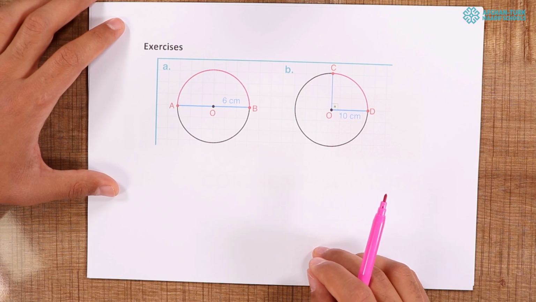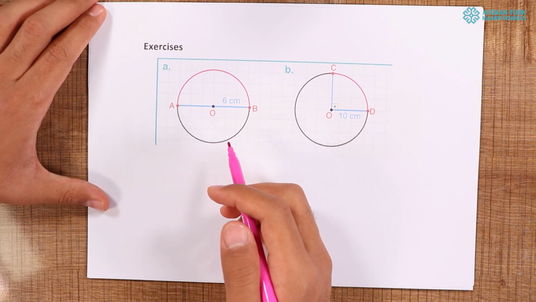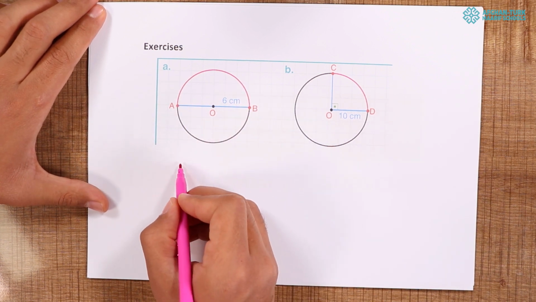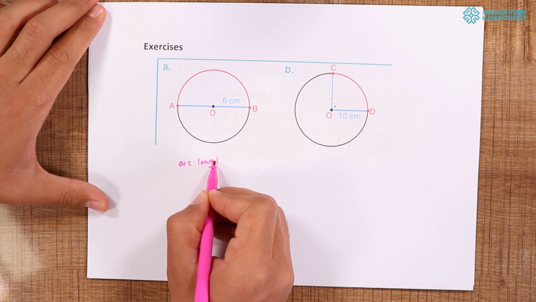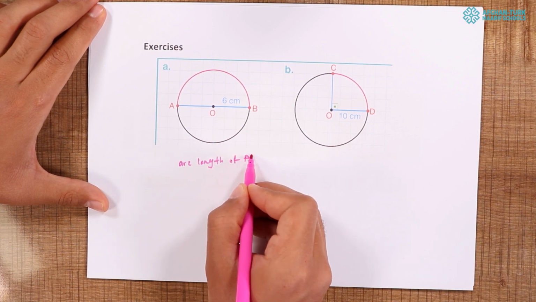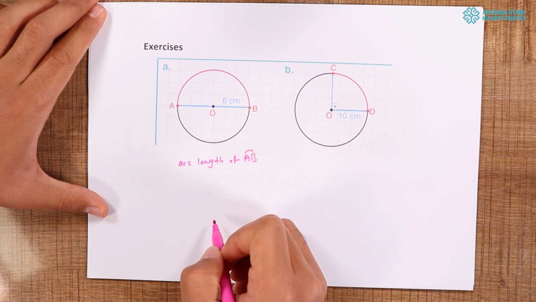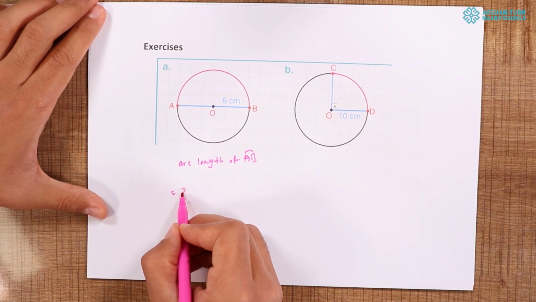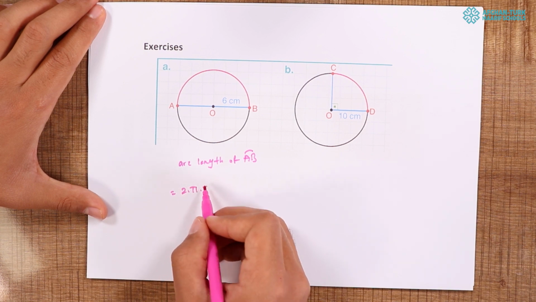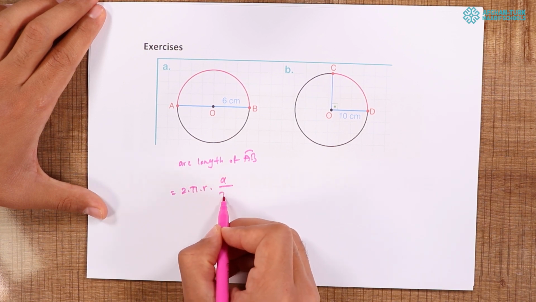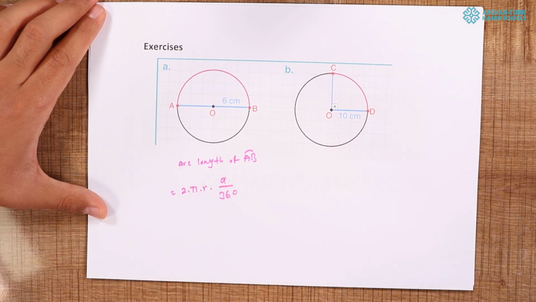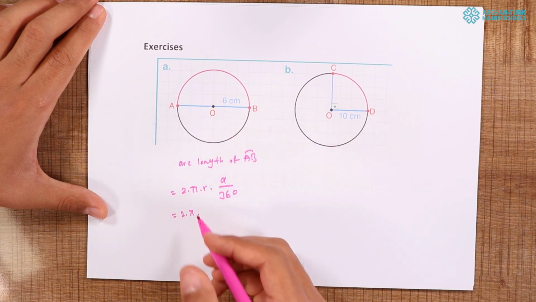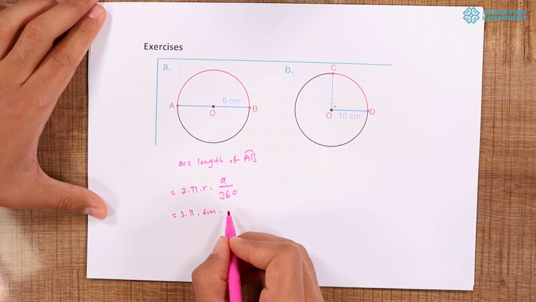Okay, as you see, we are going to find the arc length of AB. So the arc length of AB equals 2 times pi times r times A over 360. So it is equal to 2 times pi times, what is r? r is equal to 6 centimeters, times A.